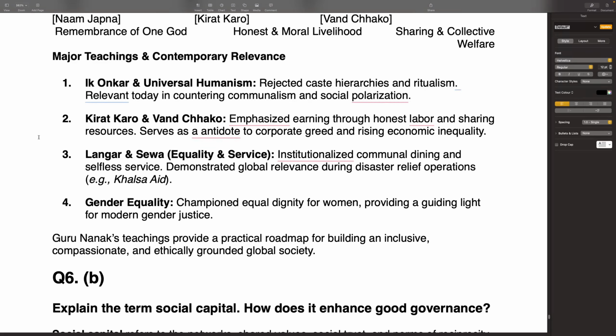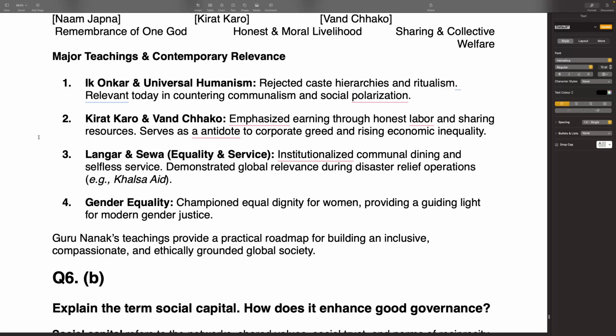Major teachings and contemporary relevance. Ek Onkar and universal humanism. Rejected caste hierarchies and ritualism, relevant today in countering communalism and social polarization. Kirat Karo and Vand Chakho emphasized earning through honest labor and sharing resources, serves as an antidote to corporate greed and rising economic inequality.